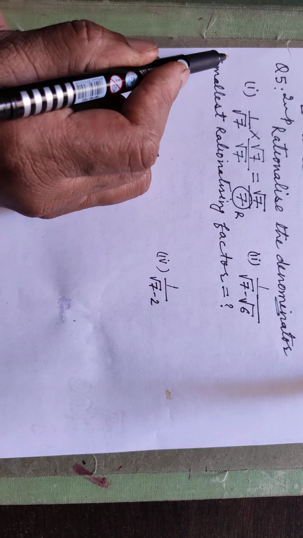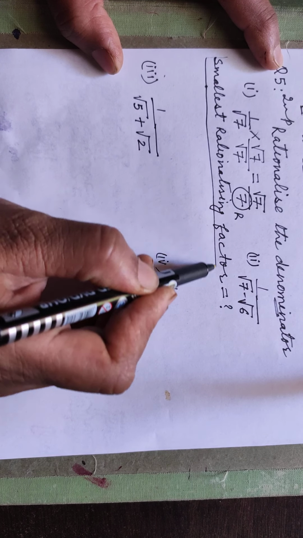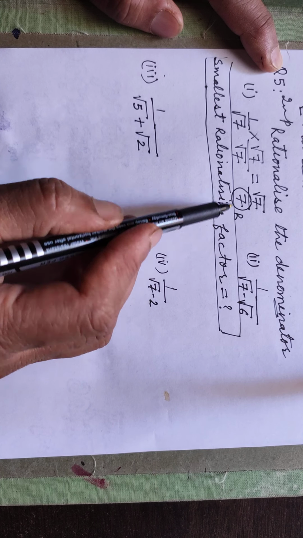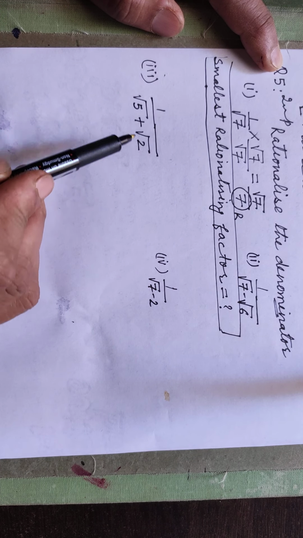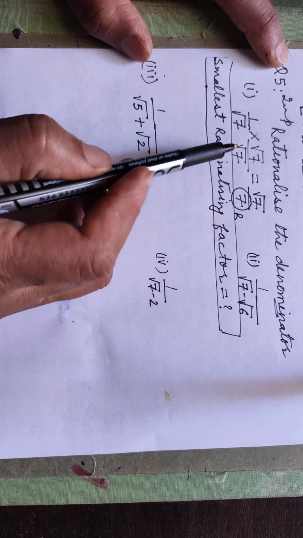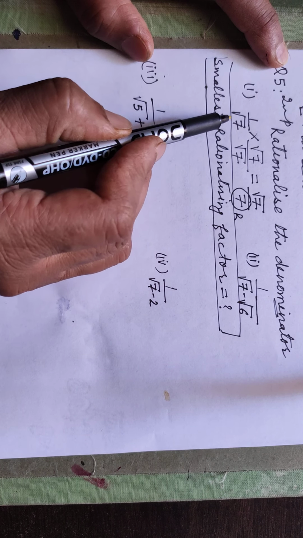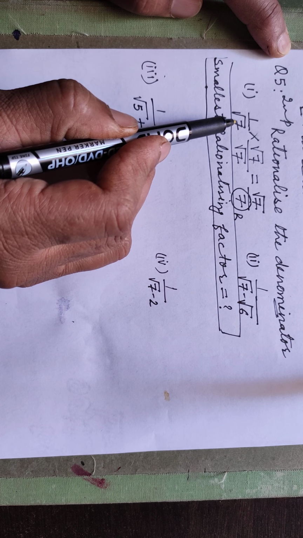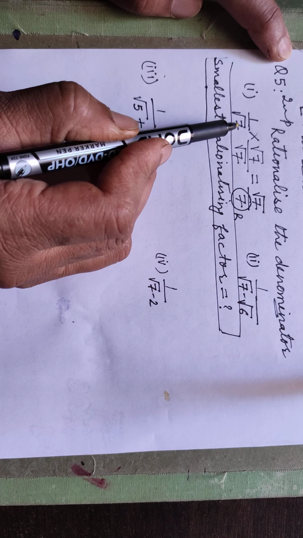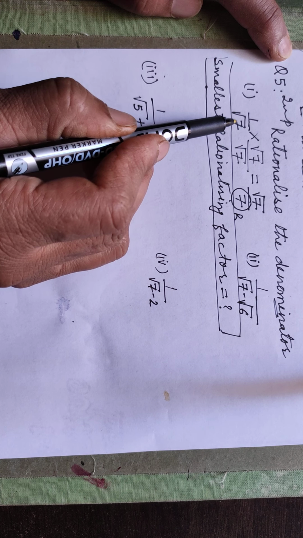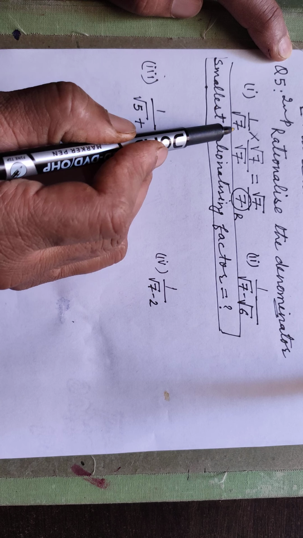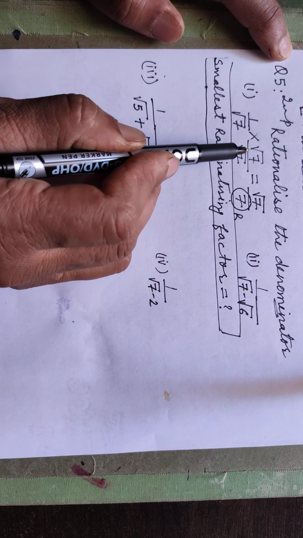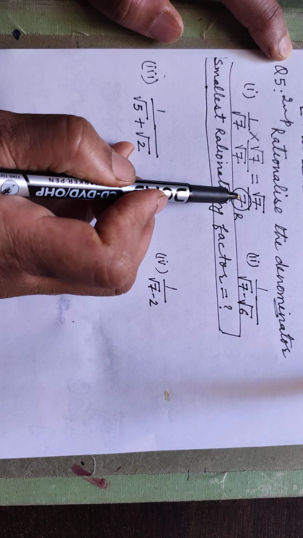So every time you must ask yourself what the smallest rationalizing factor is which can convert each denominator into a rational number. For the first one, it is very simple. Root 7 is given as your irrational denominator. How can I convert it to a rational number? Multiply root 7 with itself. Root 7 into root 7 is 7, and the new number would be root 7 upon 7.